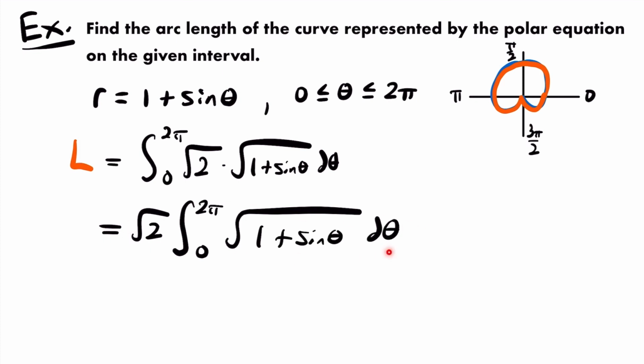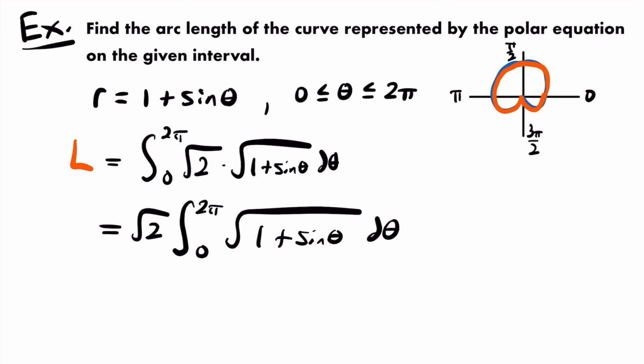And now this is where things get a little bit tricky. Similar to our last example, we get to a point where we have the square root of some trigonometric expression that we're not really sure how to integrate. We have no easy way to integrate the square root of 1 plus sine theta.